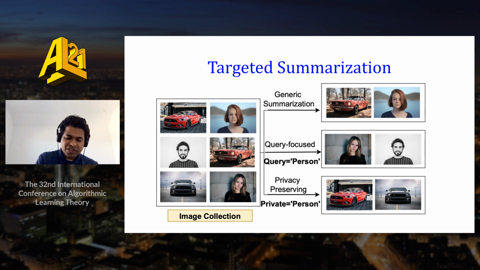Imagine you have an image collection here. A generic summary would be just a set of diverse points from this. A query focused summary is a set of points that are diverse but also relevant to a query person, right? And a privacy preserving summarization would mean that I want a summary that is not related to a person. So the person is my private information, and I don't want to have the person in my summary.